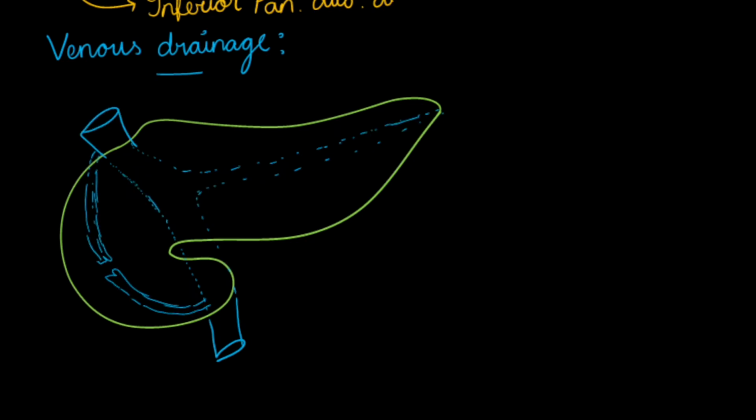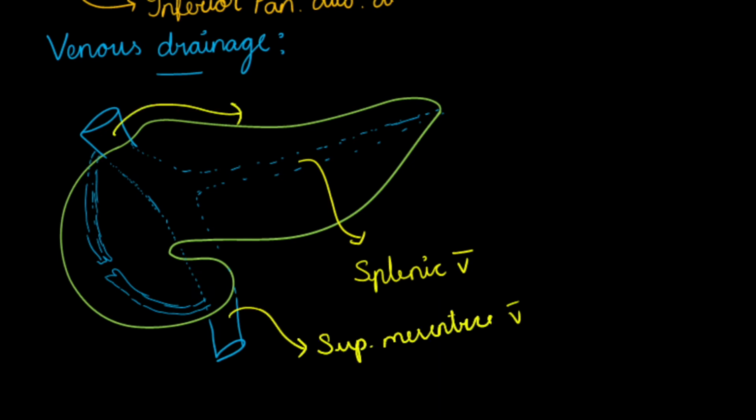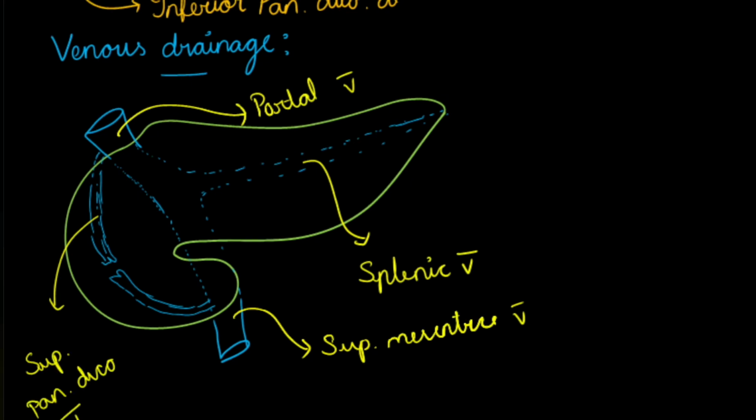So now regarding the venous drainage, the major venous drainage is through the splenic vein, then superior mesenteric vein, and then the portal vein. If you have any doubts regarding the portal vein, you can check out our previous video. There in the portal vein, we have one tributary, that is the superior pancreatico-duodenal vein. And in case of the superior mesenteric vein, we have the inferior pancreatico-duodenal vein. So both of these drain the blood into the major vessels. So here the major drainage is through the portal vein, splenic vein and superior mesenteric vein.